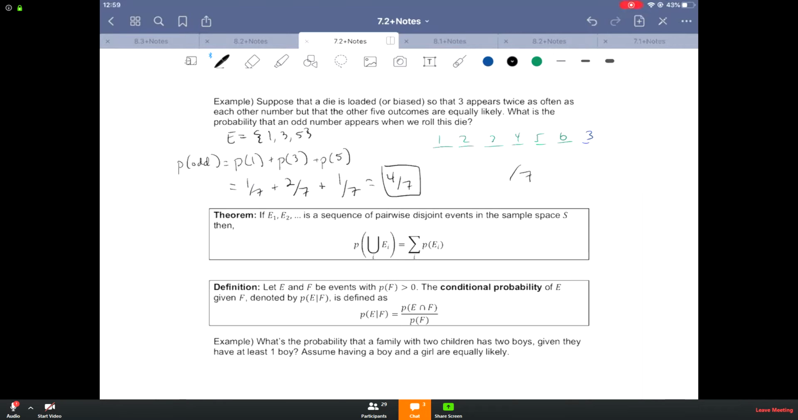So next thing then, we have a theorem and a definition. The theorem: if E sub 1, E sub 2, and so on is a sequence of pairwise disjoint events in the sample space S, then the probability of all those happening is the sum. Disjoint means that they have no effect on each other, or they don't overlap. They're independent. It's another way to think about it.